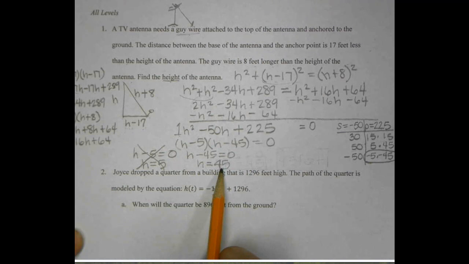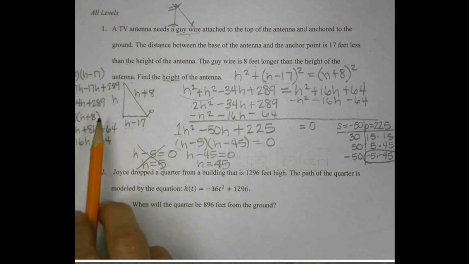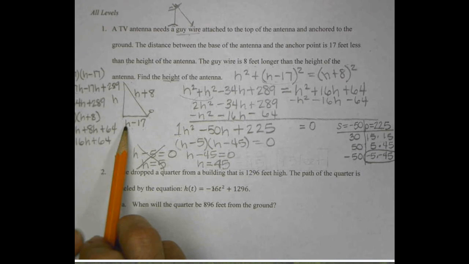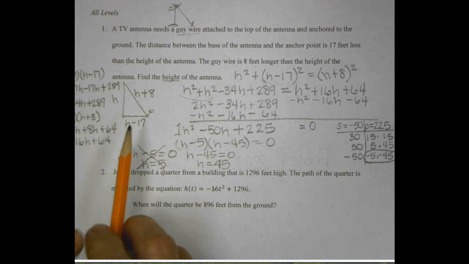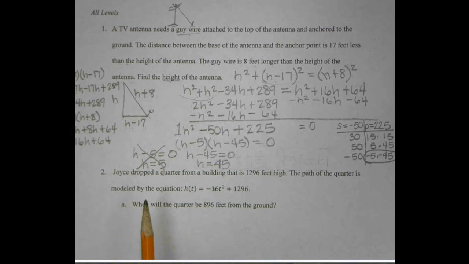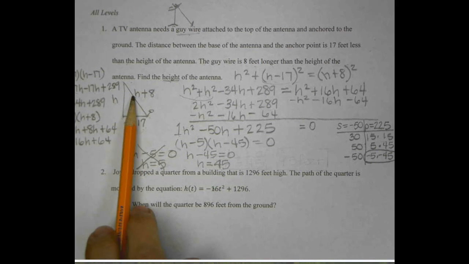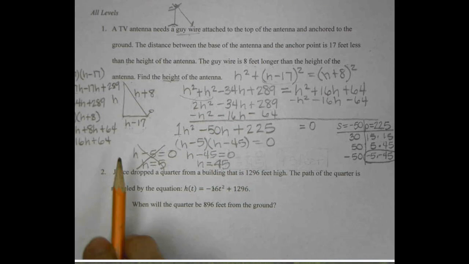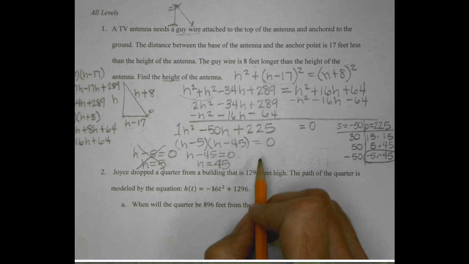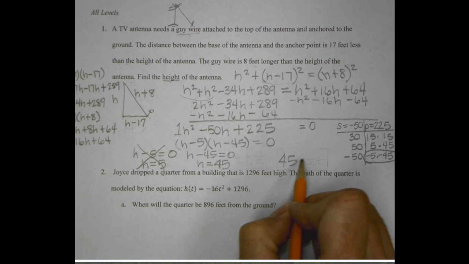Now my other solution is h equals 45, and I can have 45 for a height, and 45 minus 17 will be a positive number for the base, so it's also not going to be a problem. And it comes to 28. So 28 is a perfectly reasonable number for a base, and then 8 more than 45, which will be 53. That'll be fine for my hypotenuse. So my answer then is 45 feet.